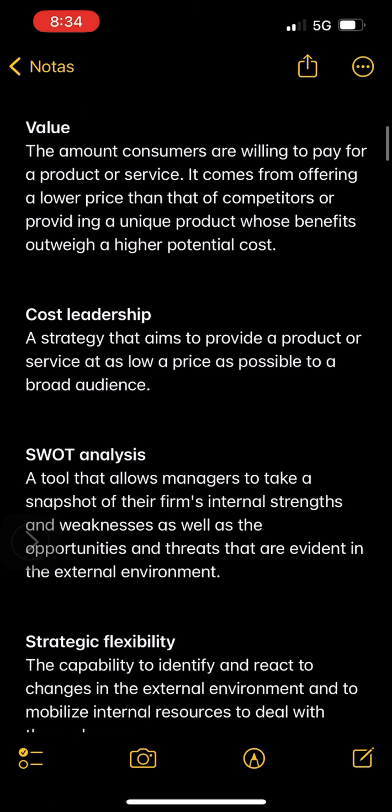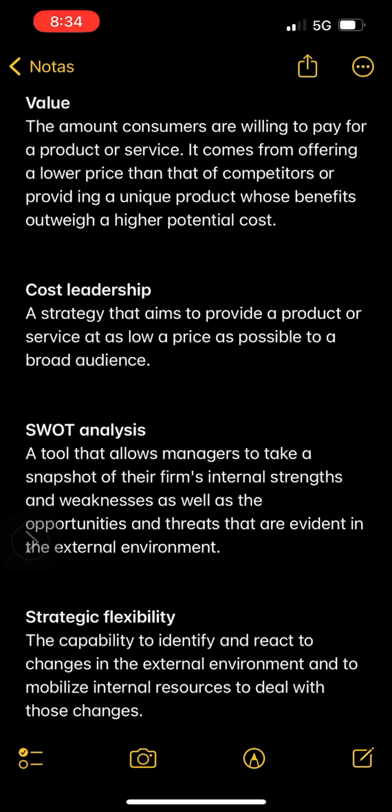It comes from offering a lower price than that of competitors or profit on a unique product whose benefits outweigh a higher potential cost. Cost leadership. A strategy that aims to provide a product or service at as low a price as possible to a broad audience. SWOT analysis.